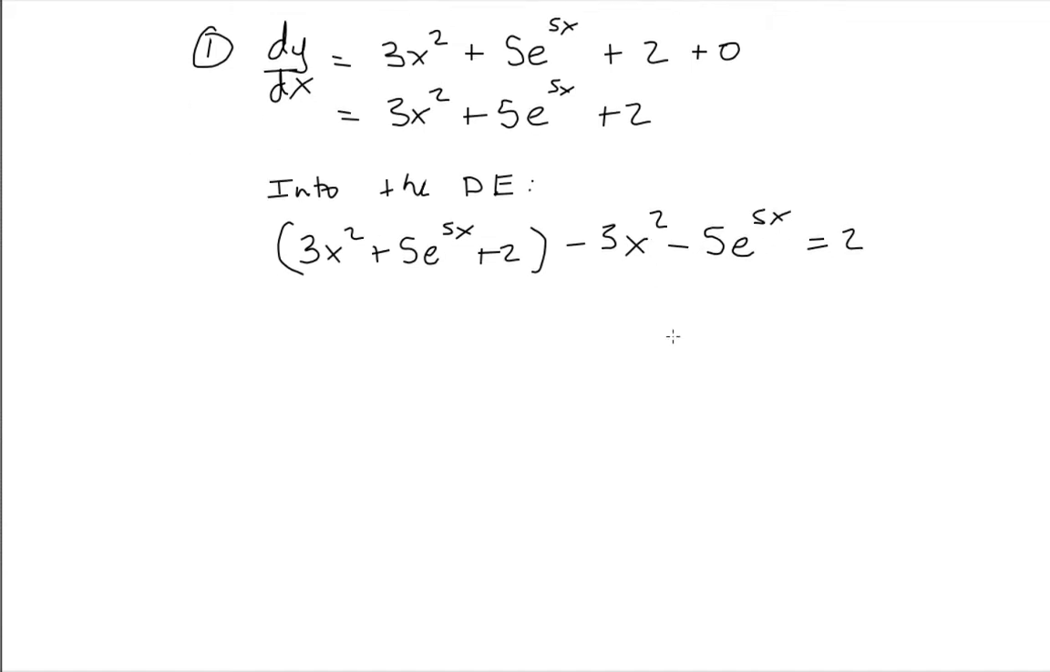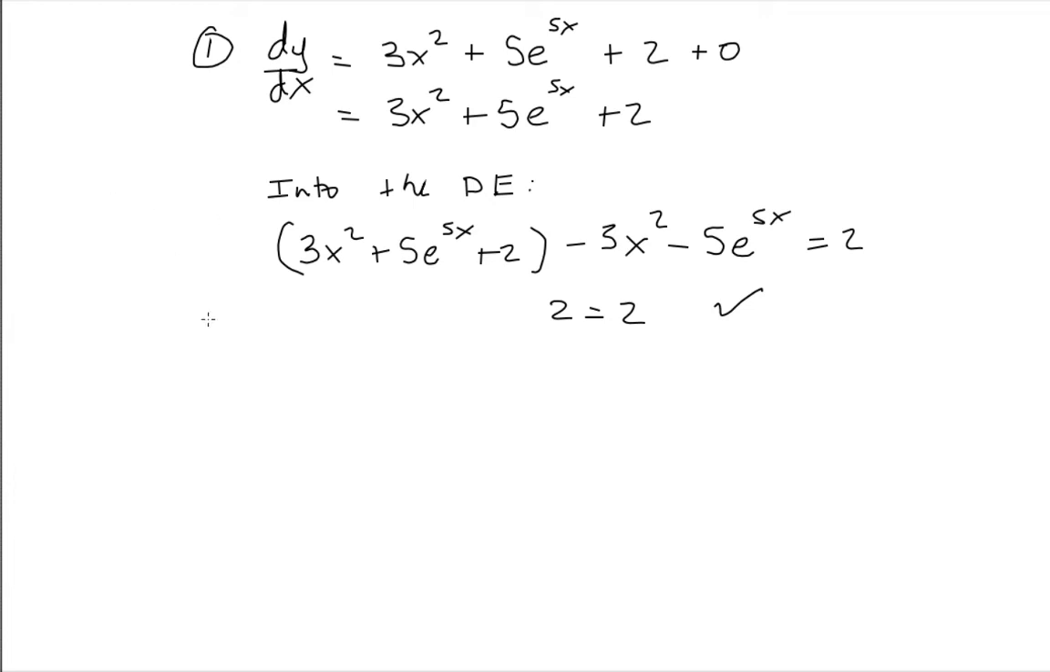So let's just simplify things a little bit and see what happens. This 3x squared minus 3x squared goes away. This 5 e to the 5x cancels with this negative 5 e to the 5x. And so at the end of the day, on the left-hand side, I'm left with 2, and on the right-hand side, I'm left with 2, and certainly 2 equals 2. So this definitely makes the differential equation true.